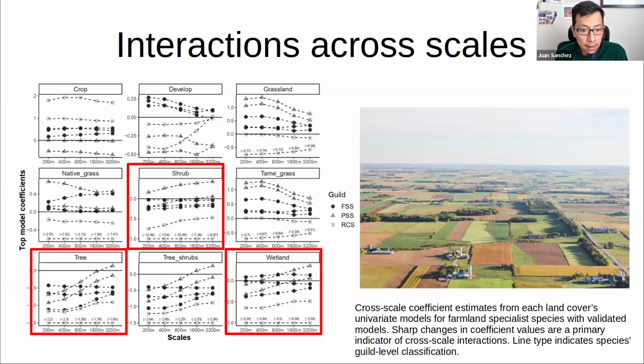For instance, these triangles correspond to a group that I called pasture specialists, species that prefer grasslands. As you can see, grassland specialists tend to avoid trees at smaller scales, but when the scale increases, the direction of their interaction seems to change. So it seems that despite avoiding trees at smaller scales, they might be selecting the amount of trees at larger scales. And this can have different implications for our understanding of how species interact with their environment, which I will explore in the next slide.